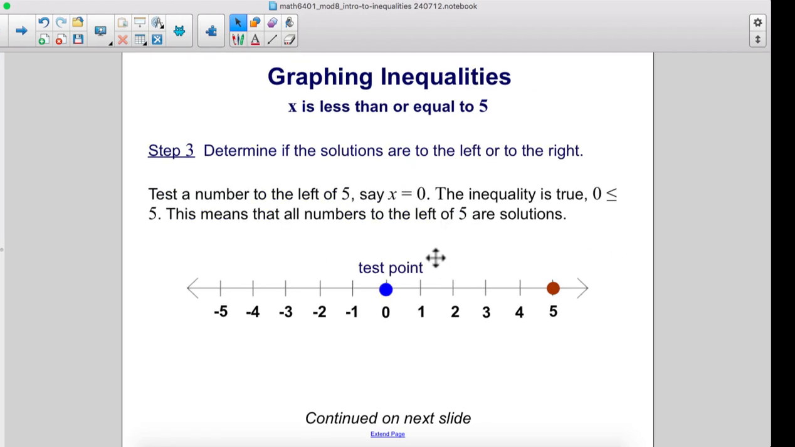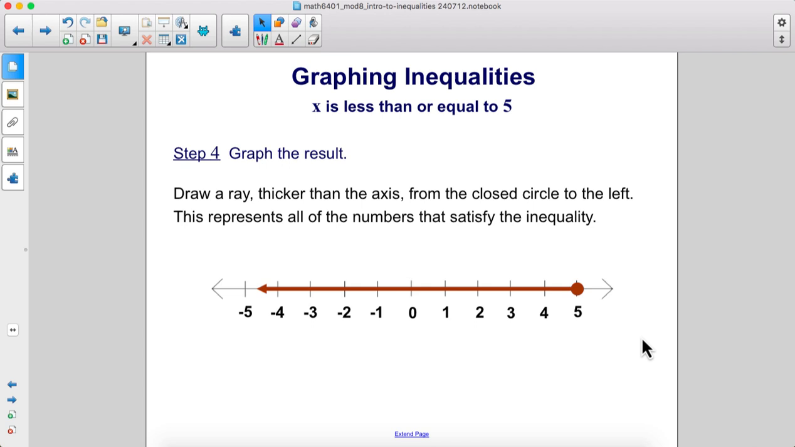Test a number to the left of 5, for example, 0. The inequality is true. 0 is less than or equal to 5. This means that all numbers to the left of 5 are solutions. Graph the result. Draw a ray thicker than the axis from the closed circle to the left. This represents all the numbers that satisfy the inequality.